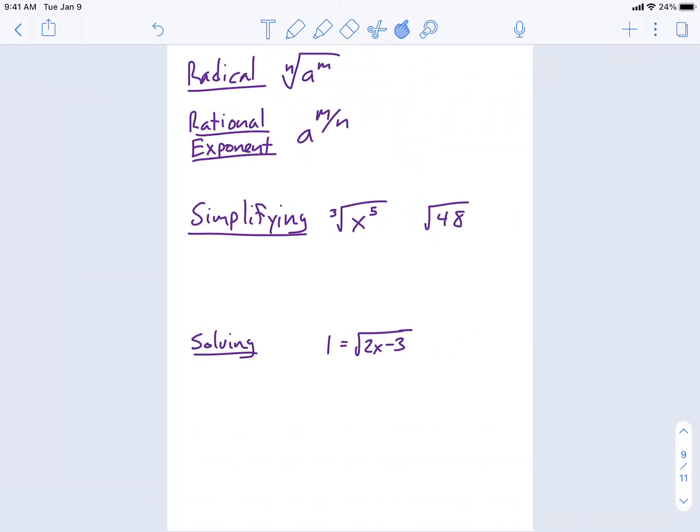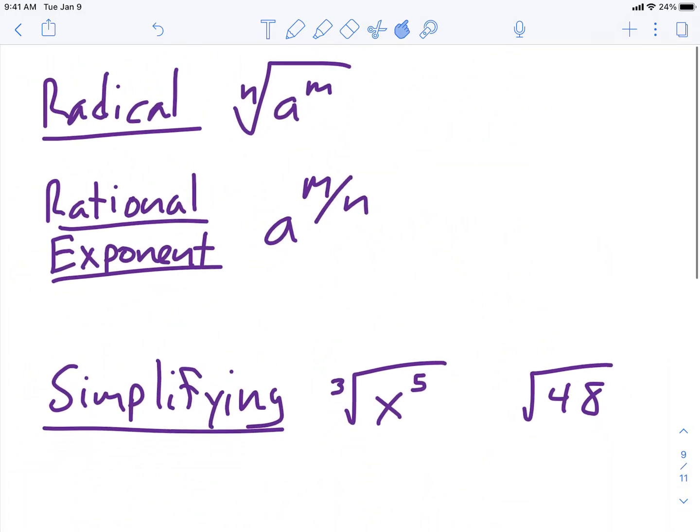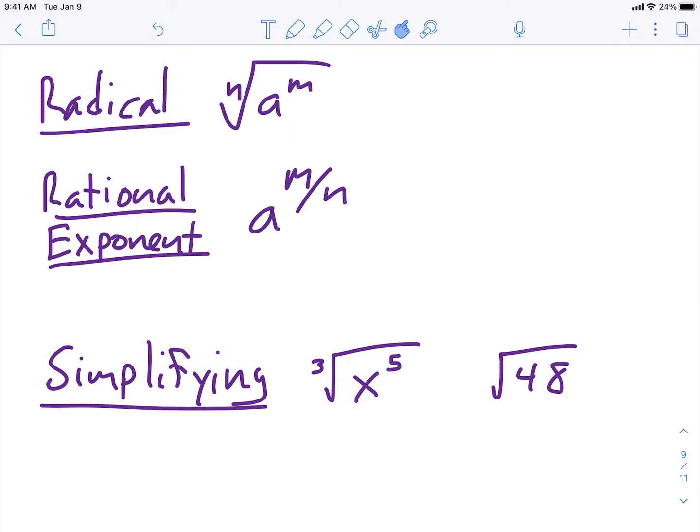So our rational exponent to radical form, that is this top part. So these are the two equivalents. When you're converting between the two, the exponent, if it's in radical form, becomes the numerator in rational exponent form. And in radical form, the root becomes the denominator in rational exponent form, and vice versa.